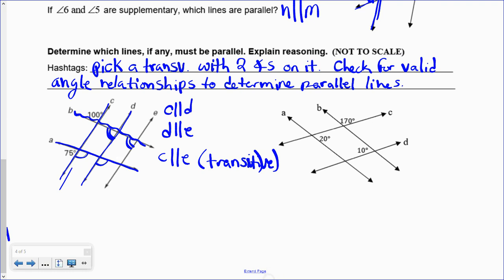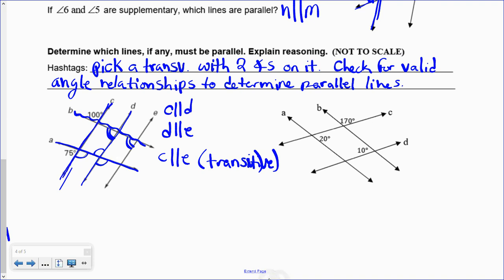They don't currently have a relationship. But if you move it here, they're consecutive interior. But I don't know what their measures are, guys. So can I conclude that they're supplementary? No. So you can't use that transversal. Try another one.